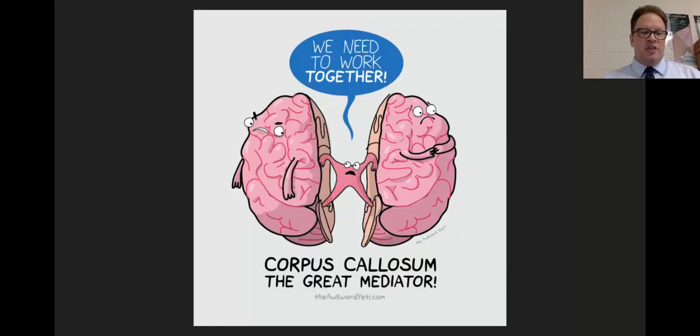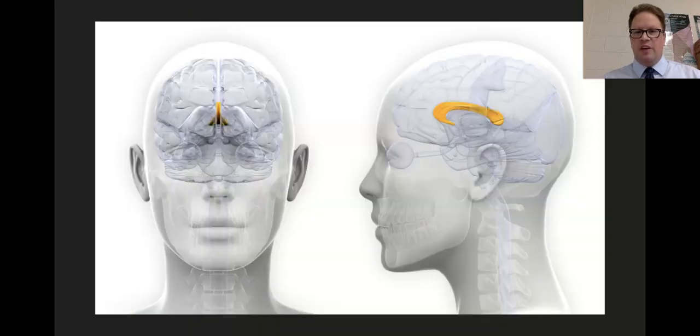While some processes are more under the control of one hemisphere than another, both hemispheres actually work together to produce our thoughts, feelings, and behaviors. Enabling cooperation between the hemispheres is the corpus callosum, which is a bundle of nerve fibers responsible for transferring information between the two hemispheres of the brain. It's kind of a little nerve that holds together both sides. It's going to look more like that.